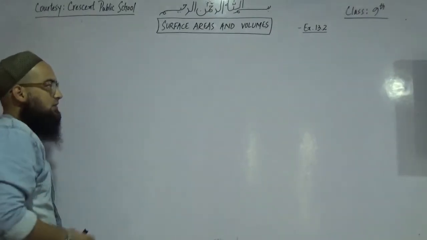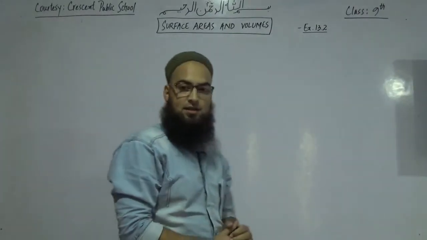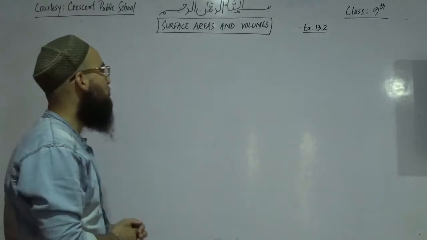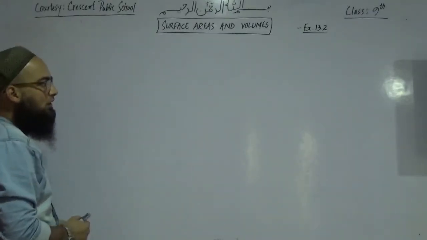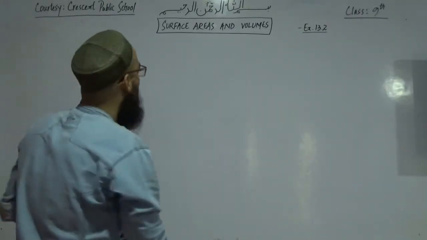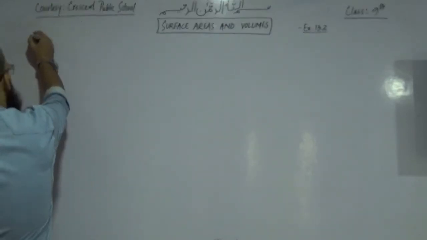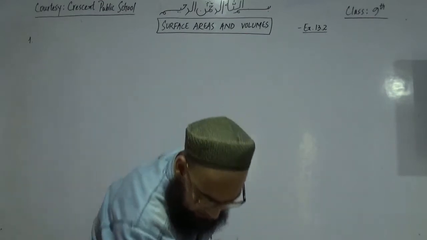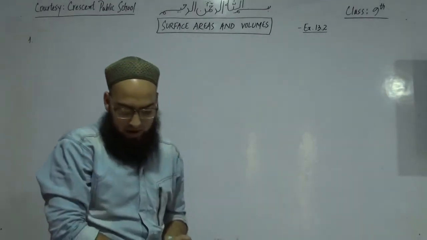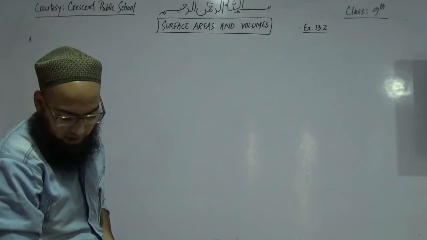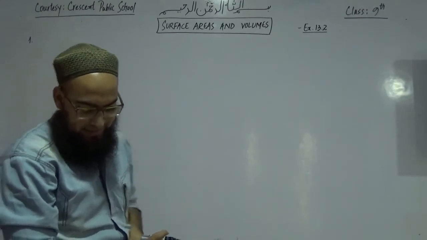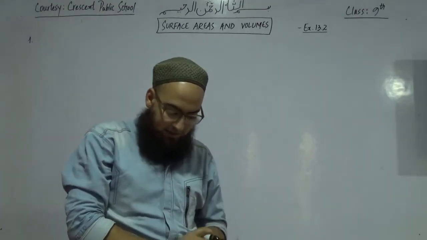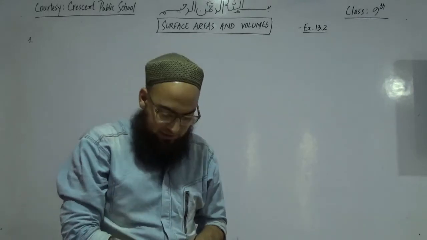Dear students, today we are starting exercise 13.2 of surface area and volumes for class 9. Let us have question number 1. It says the curved surface area of a right circular cylinder of height 14 cm is 88 square cm. Find the diameter of the base of the cylinder.